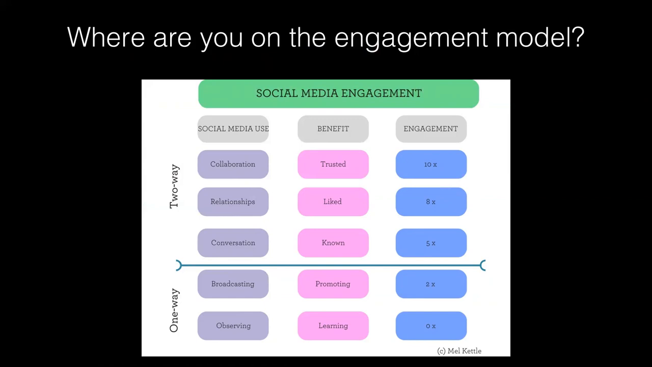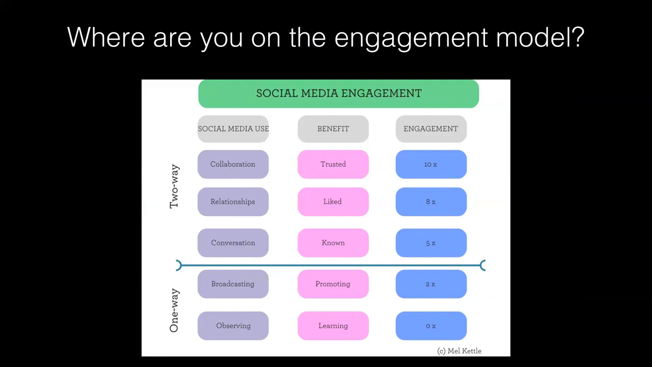Then the next step is you start to build relationships, because as you know, once you start to have a conversation with people and you get to know them, then you start to feel like you've got some sort of a relationship with them and you start to like them. And again, this moves your relationships and your engagement up to that next level as well.